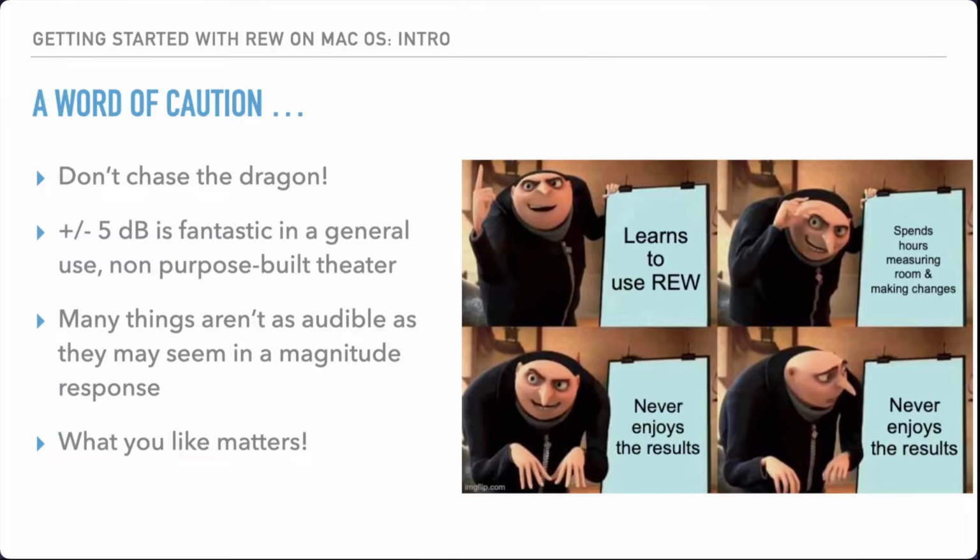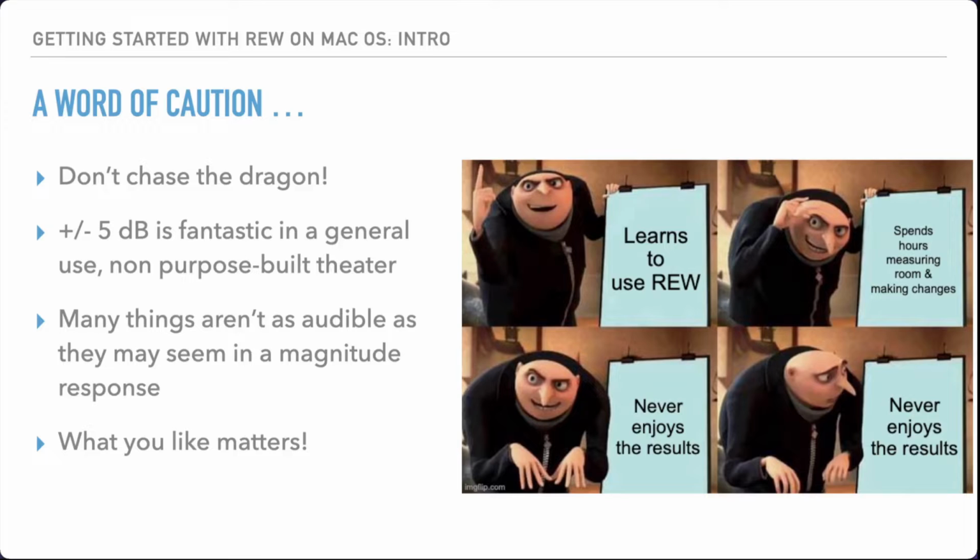So I do want to give you a word of caution. It can be really easy to fall down the rabbit hole and just chase this dragon of a quote unquote perfect curve. A perfect curve doesn't exist in the real world. For those of us like me that don't have a purpose-built room, if we get within plus or minus 5 dB in a non-purpose-built room, that's pretty awesome.